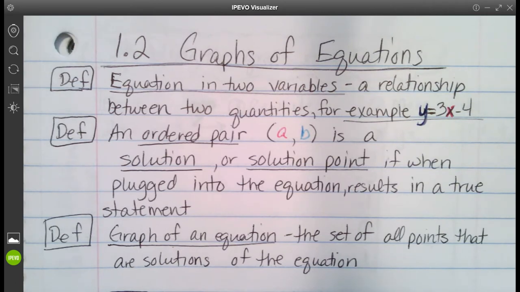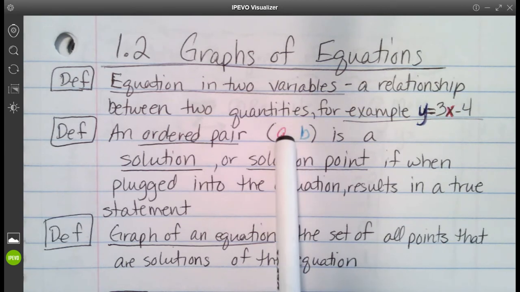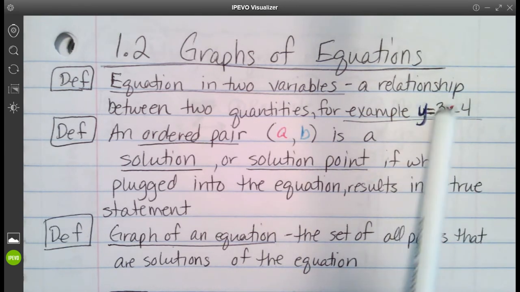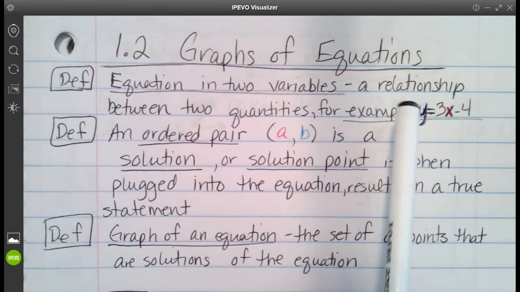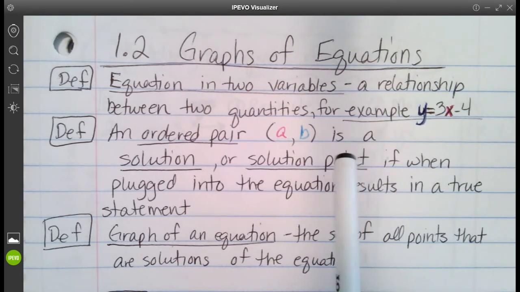Definition two, we've kind of seen this one already. We have an ordered pair (a, b), and this is a solution or solution point if, when plugged into the equation, it results in a true statement. In other words, if I take this point and plug it into my x and y here, and it comes out the same on both sides, then it would be considered a solution.